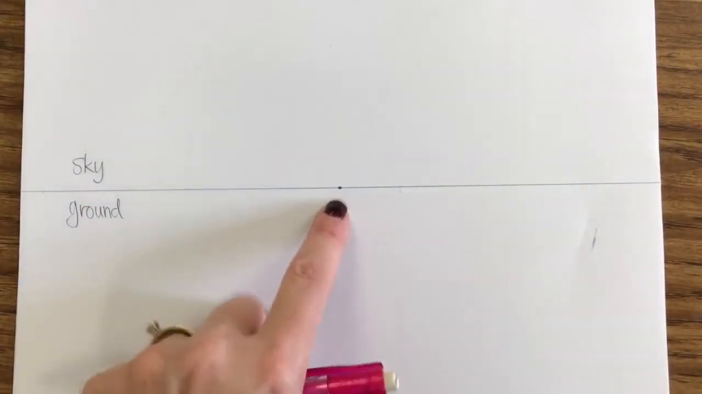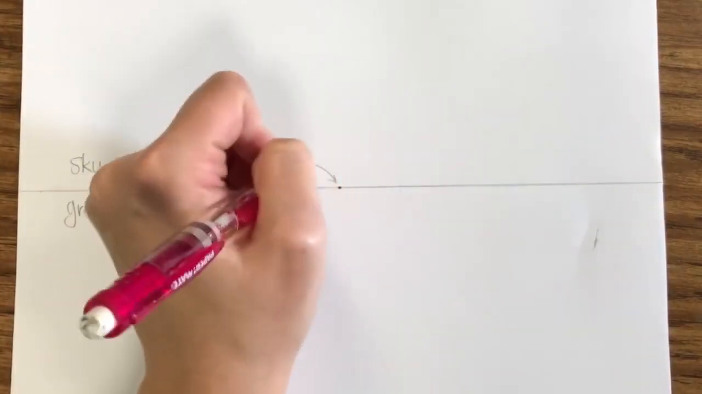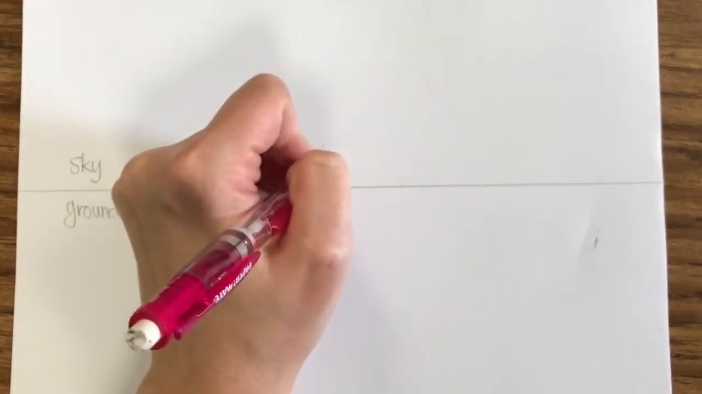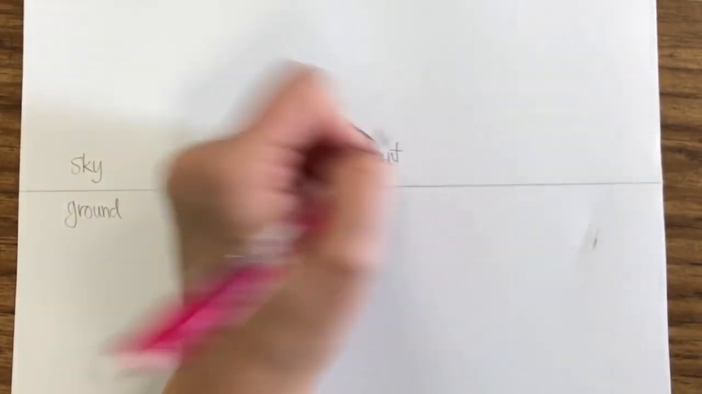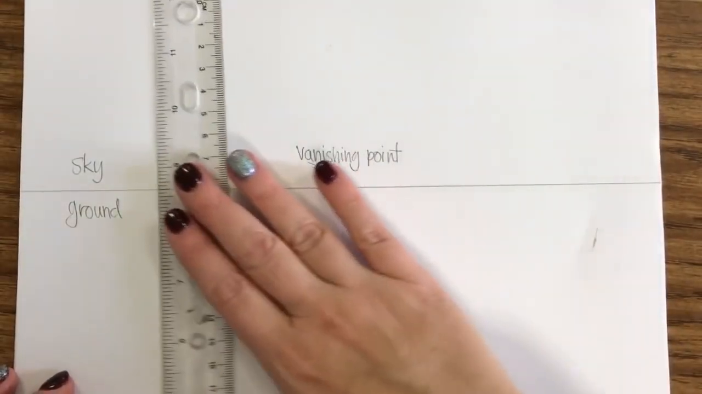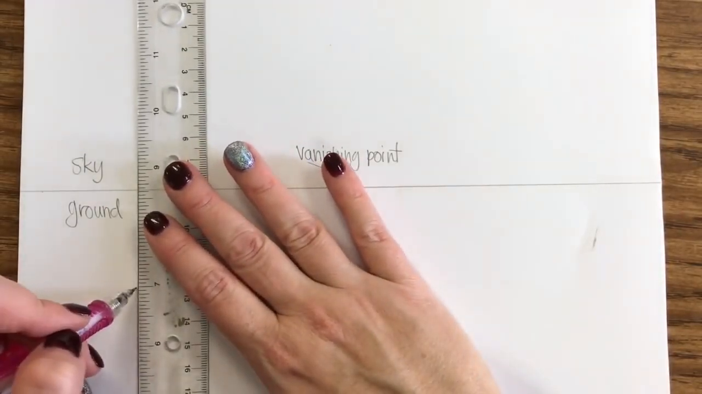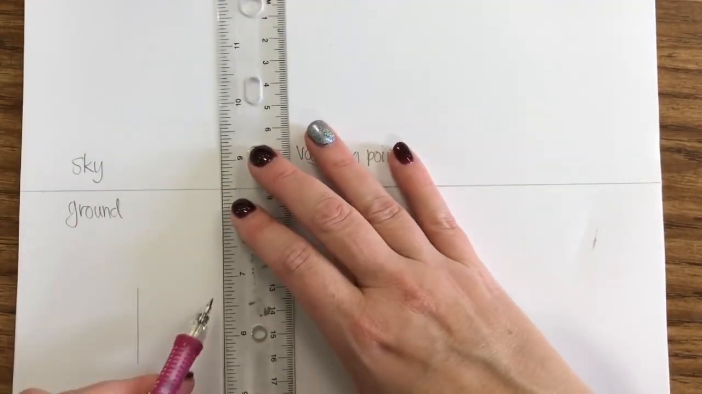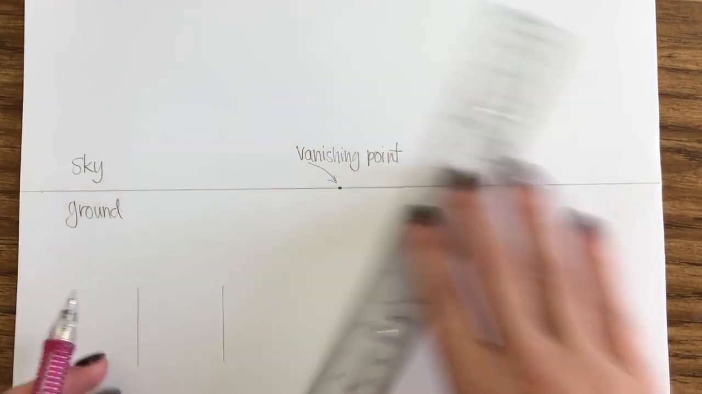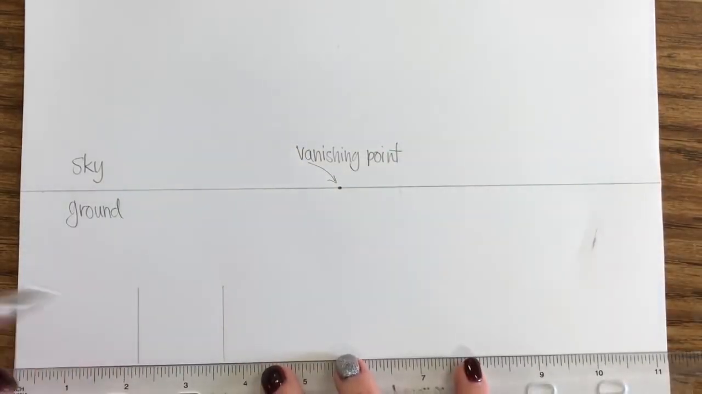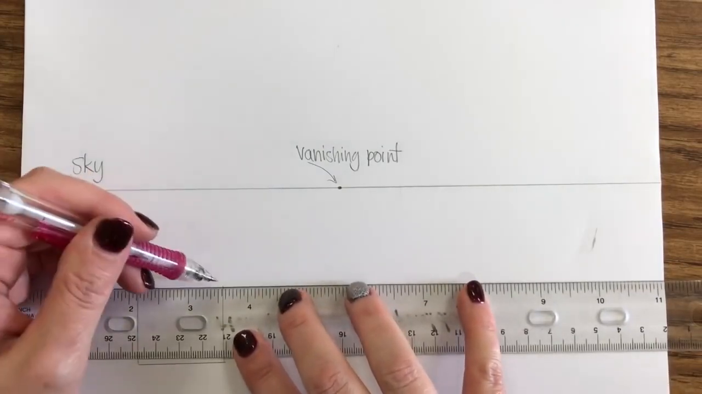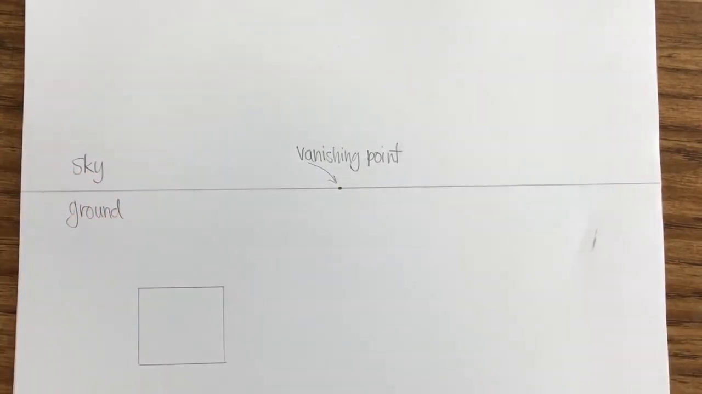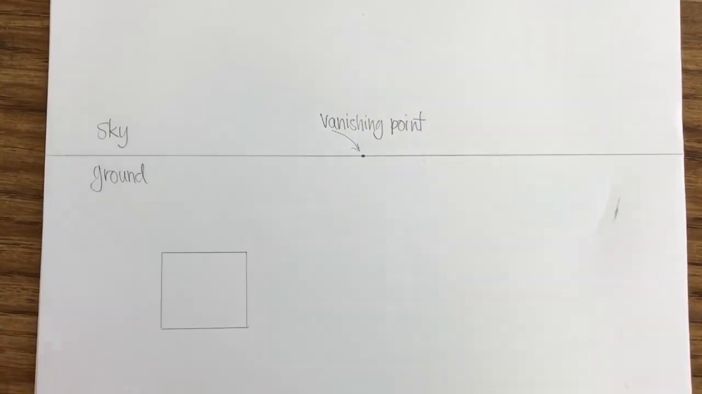So I've got my vanishing point and I've got my horizon line, and now I'm going to start by drawing just some squares and rectangles. And I'm going to change those into rectangular prisms and cubes using one-point perspective. So I'm just going to outline using my ruler and my pencil a rectangle, almost a square, but a rectangle.